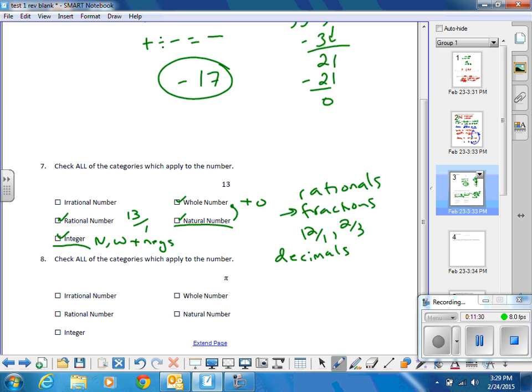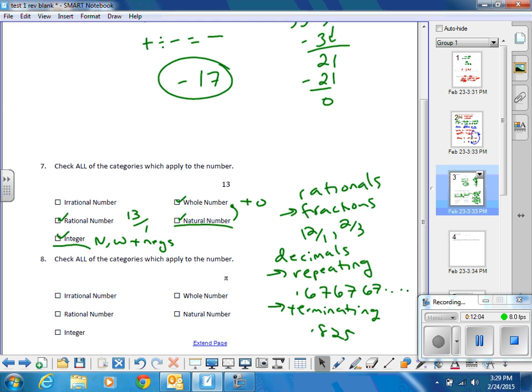They are repeating. So, repeating, I could have 0.67, 67, 67, and so on. They can also be terminating, meaning that they stop. So something like 0.825 stops. That's a terminating decimal. Any of these are okay. They're rational numbers. An irrational number is a decimal that is not like that. And we'll take a look at that right now.